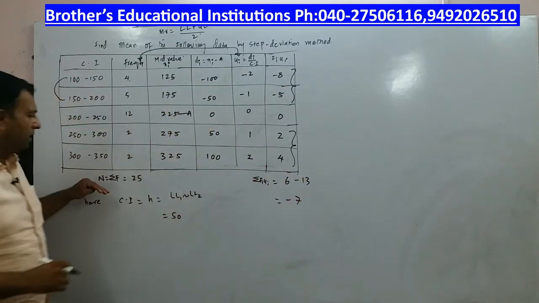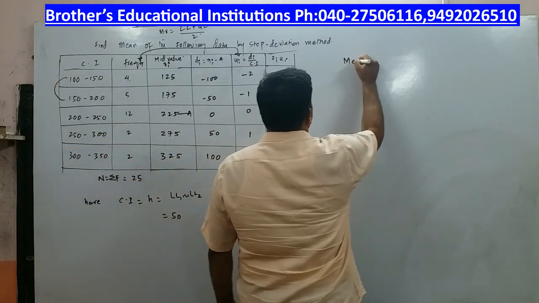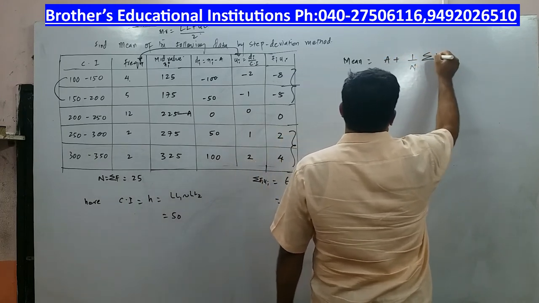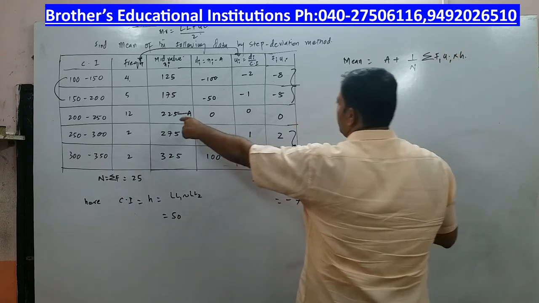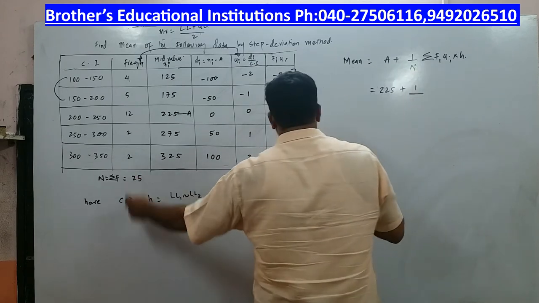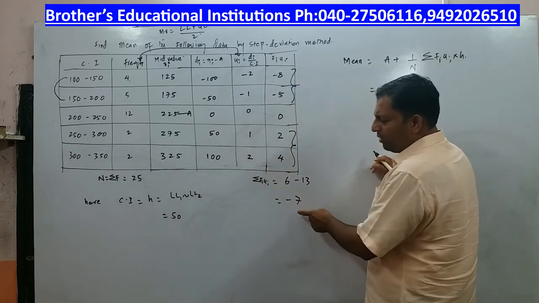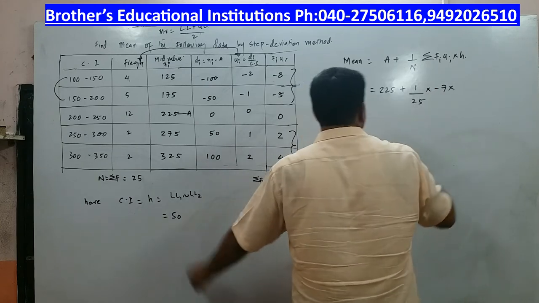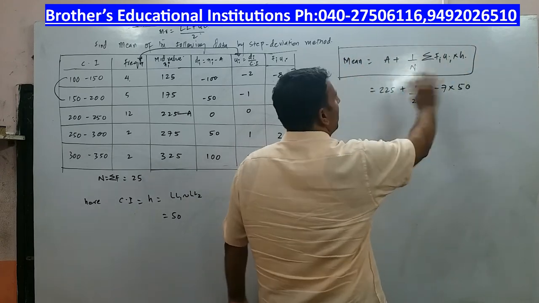Now once things are clear, you take the total frequency n, and you write the formula for mean. Mean in step deviation method is a plus 1 by n sigma fi ui into h. What is the value of a? You have assumed this as 225. 1 by n means 1 by total frequency, that is 25, into sigma fi ui, which is minus 7, into h, which is 50. The formula looks complicated, but the calculations are pretty easy.